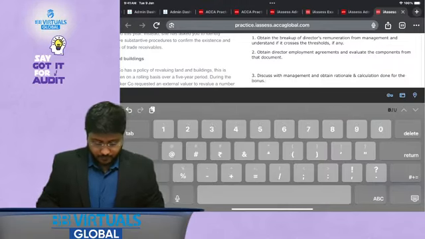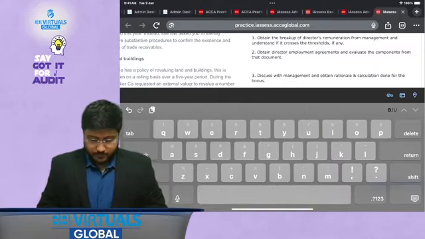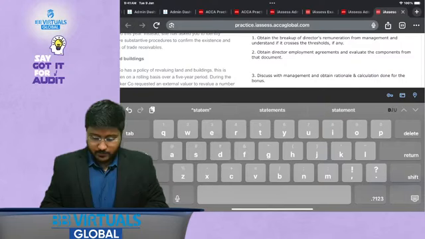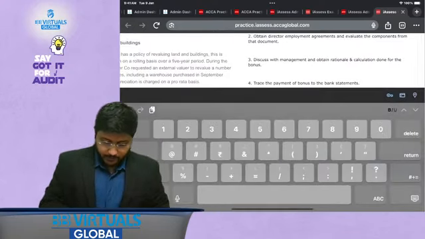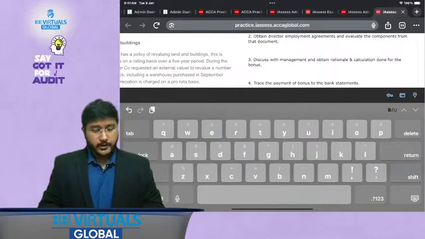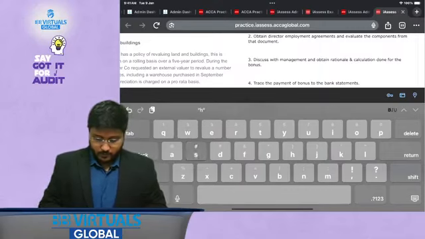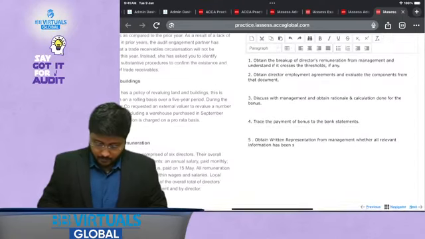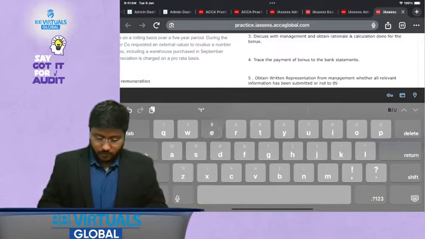Okay, trace the payment of bonus to the bank statement, whether it has actually been paid or not, right? That is important. And at the end, the last procedure that you should write is obtain written representation. This is a common factor that you should always mention. Obtain written representation from management whether all relevant information has been submitted or not to the auditor.